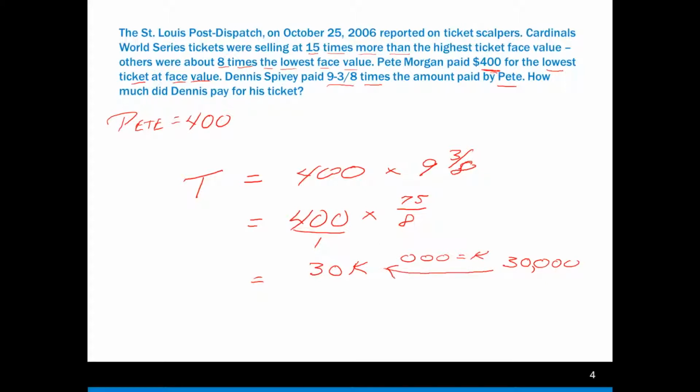All right. So I have 30,000 over 1 times 8 is 8. When I divide, Dennis is paying $3,750 for the ticket. Okay. And that's the solution to the problem.